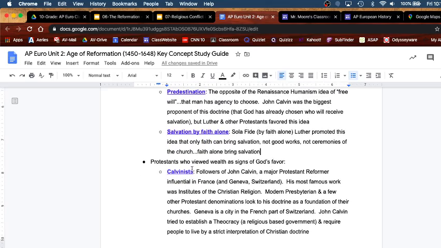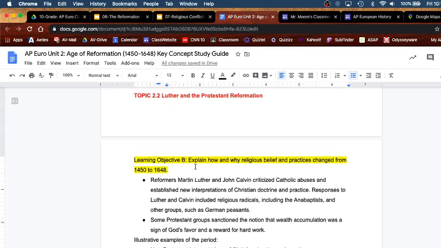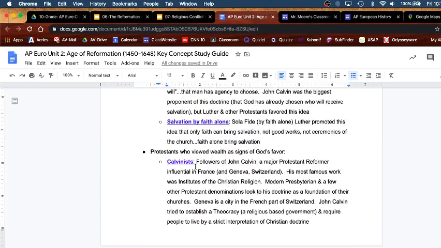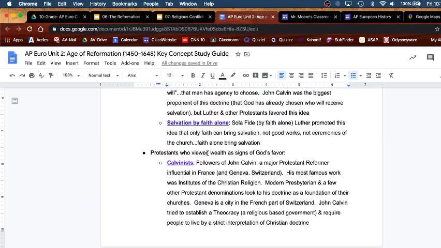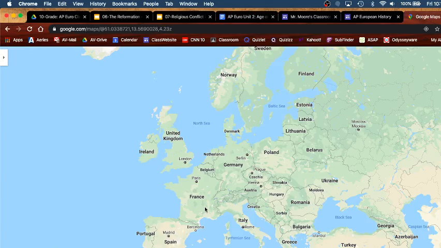The last part of this review right here, and again, this is for topic 2.2, Luther and the Protestant Reformation. This right here says that Protestants who viewed wealth as a sign of God's favor, the Calvinists, followers of John Calvin, a major Protestant reformer, influential in France and Geneva, Switzerland. So maybe I'm going to pause here for a second and go to this map of Europe.